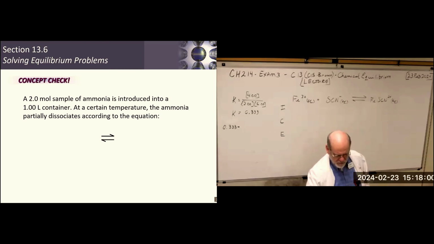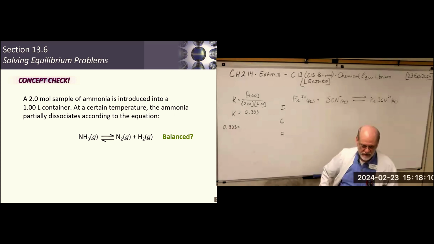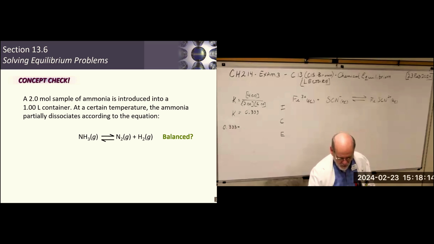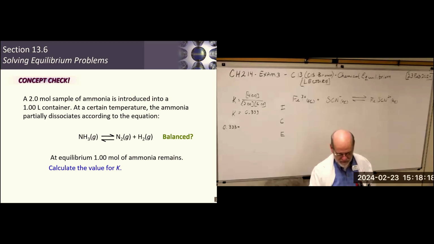Let's see, a 2 mole sample of ammonia is introduced into a 1 liter container at a certain temperature. The ammonia partially dissociates according to this equation. So this is effectively the reverse of Haber's process. That's not balanced. Got to balance the equation. And then at equilibrium, 1 mole of ammonia remains. Calculate the value of K.